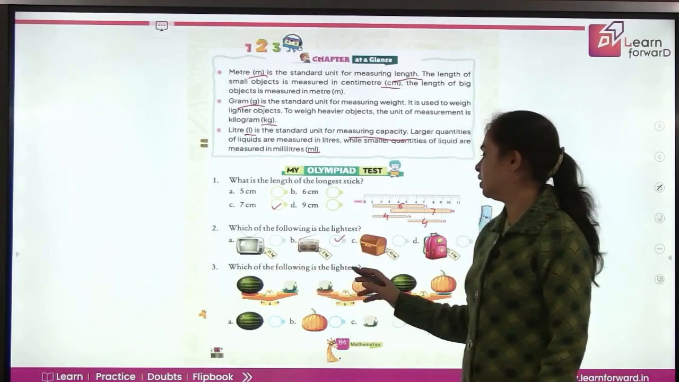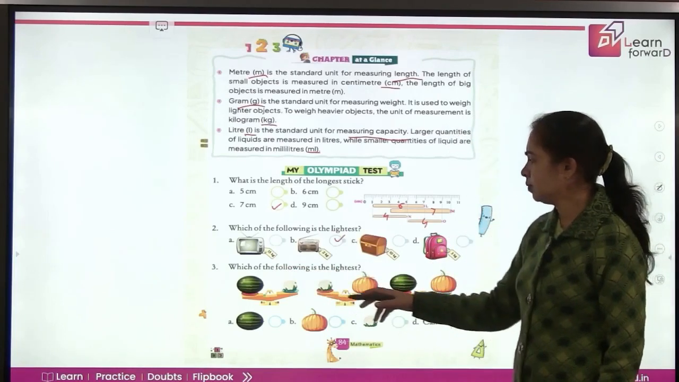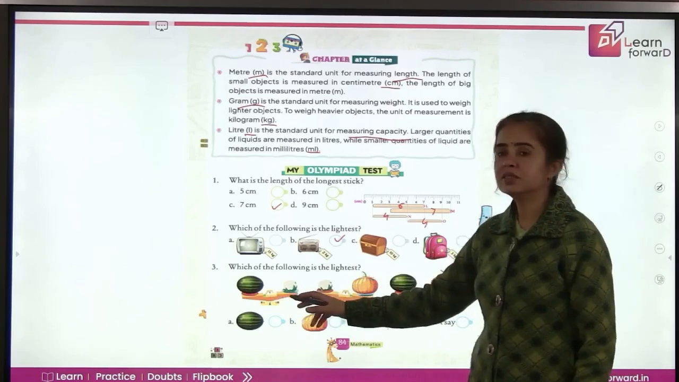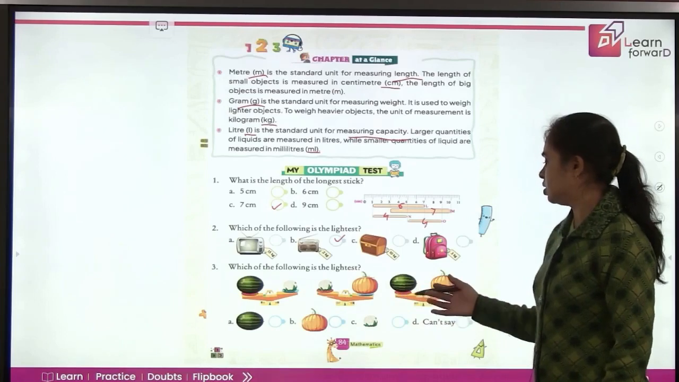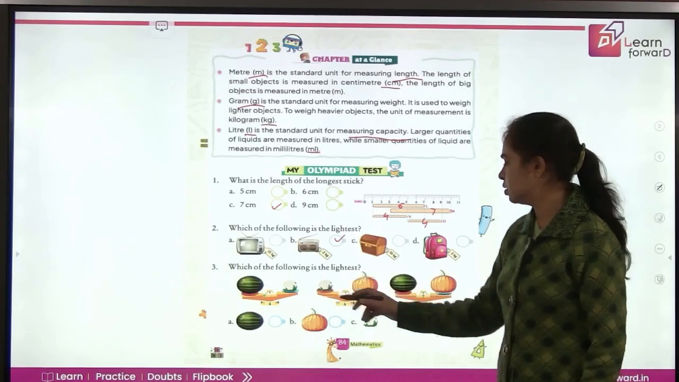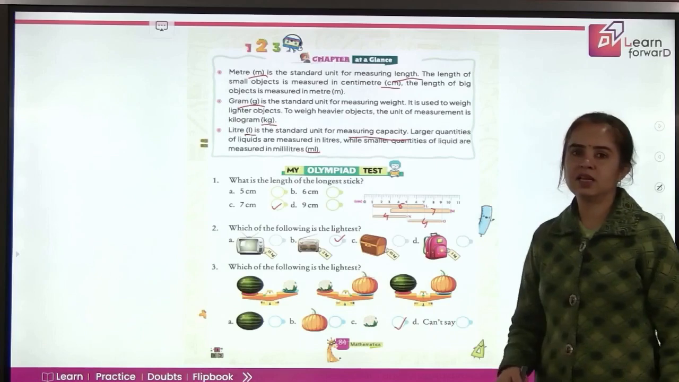Which of the following is the lightest now? So, what do you see here? This is lighter. Here also this is lighter. And when you talk about these two, they are equal. So, this is the lightest here.